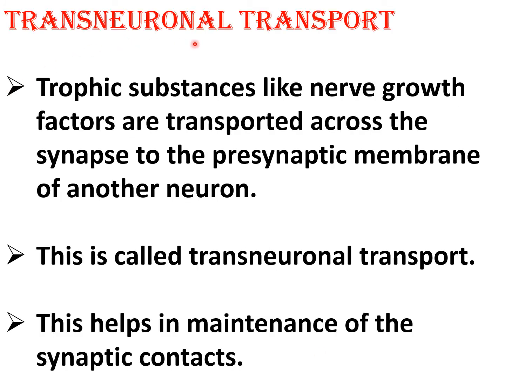Then what is transneuronal transport? Trophic substances like nerve growth factor are transported across the synapse to the presynaptic membrane of another neuron. This is called transneuronal transport, and this helps in the maintenance of synaptic contact.